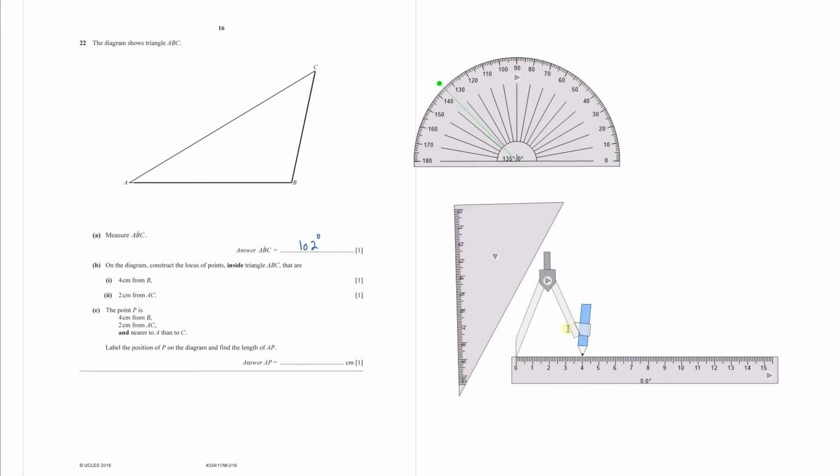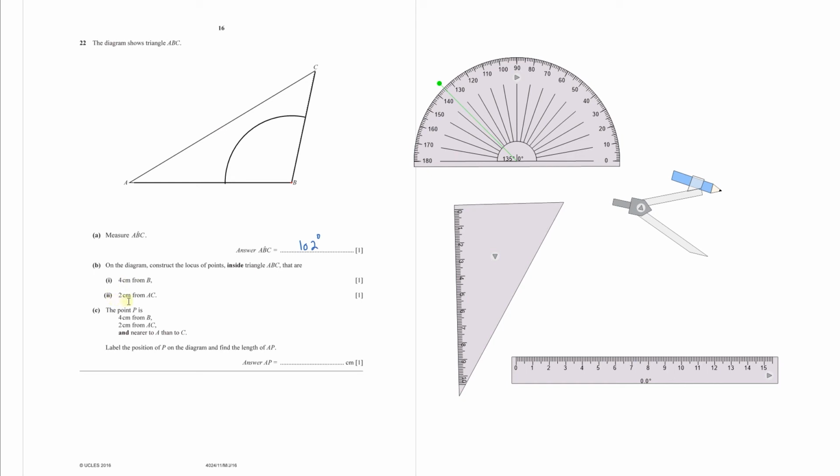So that will be somewhere here. Yeah, that should be 4 centimeters. Okay. So now let's place it on this vertex here at B. And since we only have to draw inside the triangle, I'll start from this point and draw the arc up till this line here. So that's part one, which is the locus 4 centimeters from B.